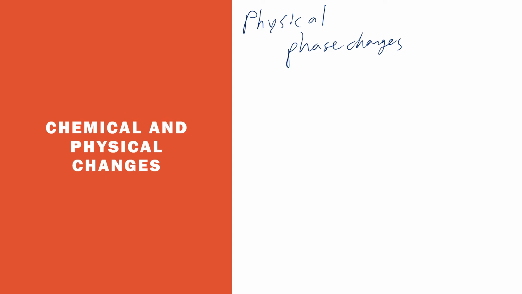Make sure that you know all of your phase changes. Solid to liquid is melting, liquid to gas is vaporization. In the reverse, gas to liquid is condensation, liquid to solid is freezing. Now, if you jump directly from a solid to a gas, that's sublimation, and from a gas to a solid is deposition.